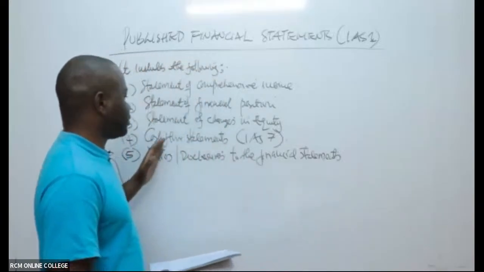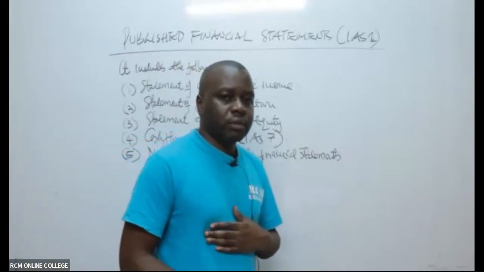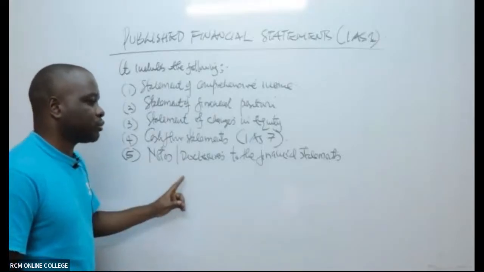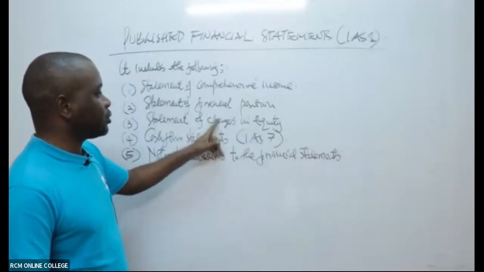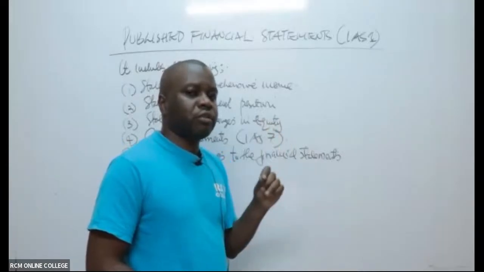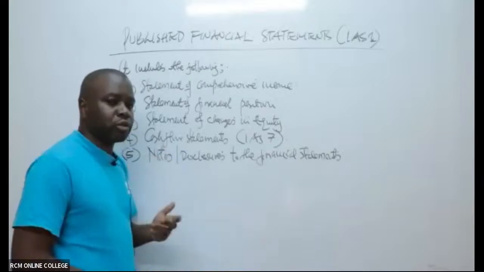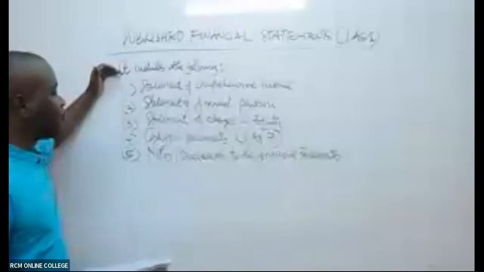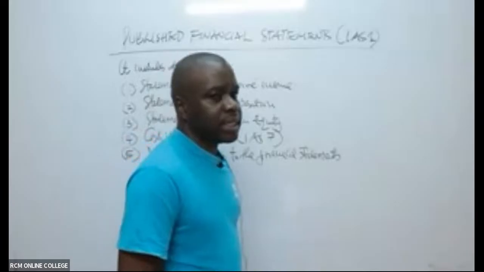Then the cash flow statement: how is the company actually performing in terms of cash flows? So it basically deals with the cash. Then we talk about notes or disclosures to the financial statements. There could be those elements that have been presented in these financial statements, and of course, as the accountant or the person in charge of preparing the financial statements, you want to elaborate on them. So you'll be able to elaborate on them by including in your set of published financial statements what we call the notes or disclosures to the financial statements.